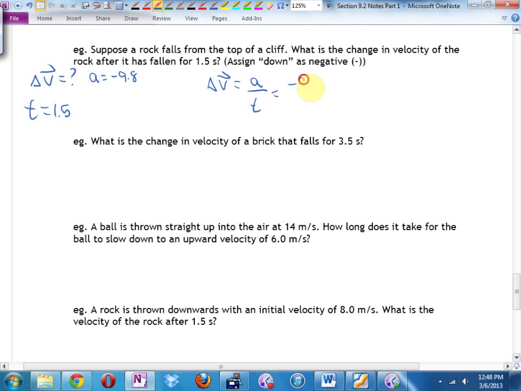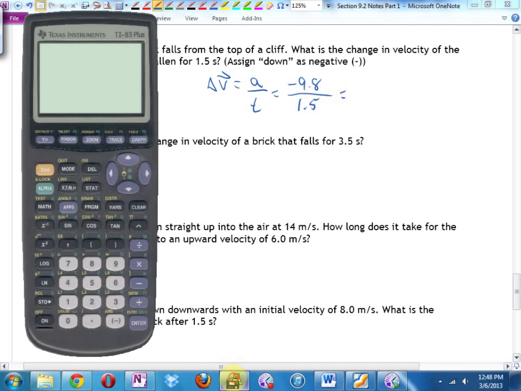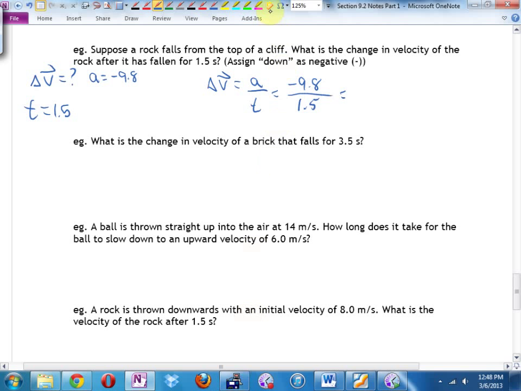You're saying the change in velocity is equal to the acceleration divided by the time. So it's going to be negative 9.8 divided by 1.5. I was making these numbers up, I doubt they'll work out evenly. Oh, it's times it. Yeah, that makes way more sense. There you go. Change in velocity is acceleration times time.